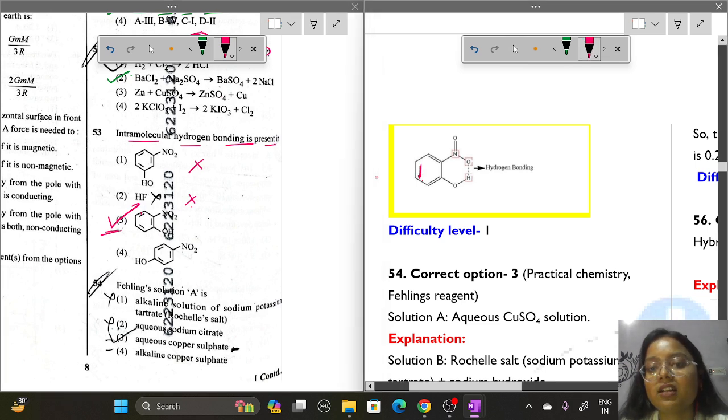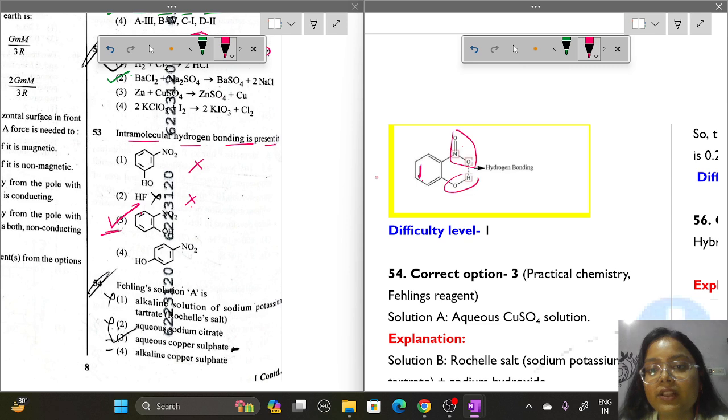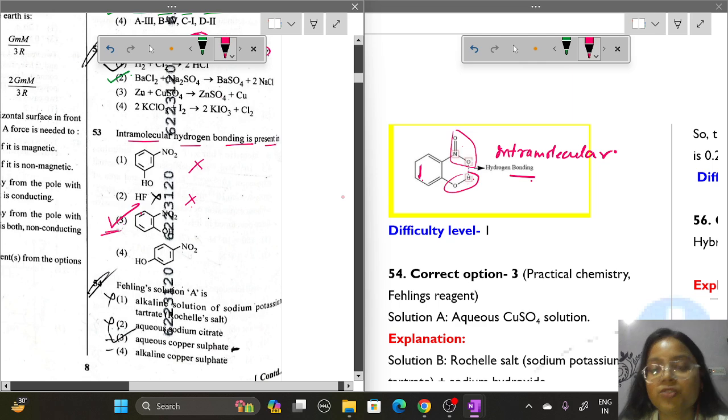This is the benzene ring, and here is NO2. This group is NO2 and this is OH. These are linked in such a way that the oxygen and hydrogen are forming an intramolecular hydrogen bonding. So oxygen and hydrogen are connected by intramolecular hydrogen bonding here. So option number 3 will be the correct option.